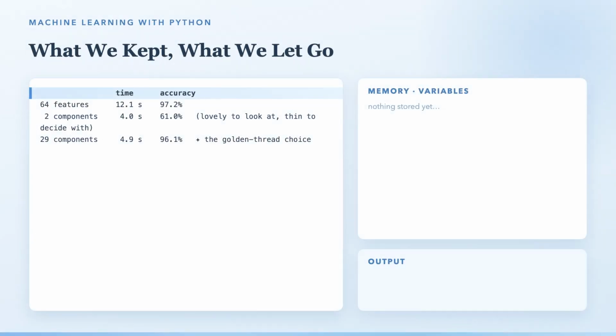Let's rest a moment, and weigh what happened. With everything, we were most accurate, and slowest. With 2 components, we could finally see, but the loom had too little to work with. With 29, the golden thread amount, we kept 96% of the accuracy, at less than half the time and size. PCA is not free. We always let a little go. The art is choosing. How much? Let's read the table on screen, row by row.